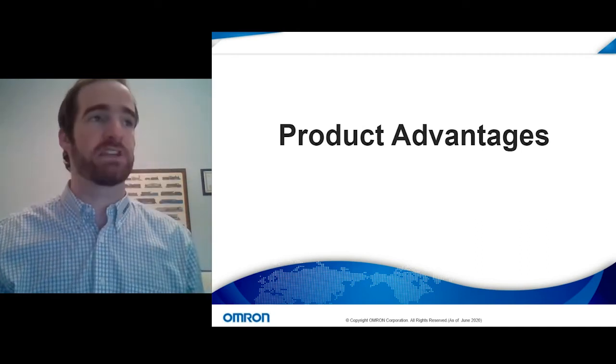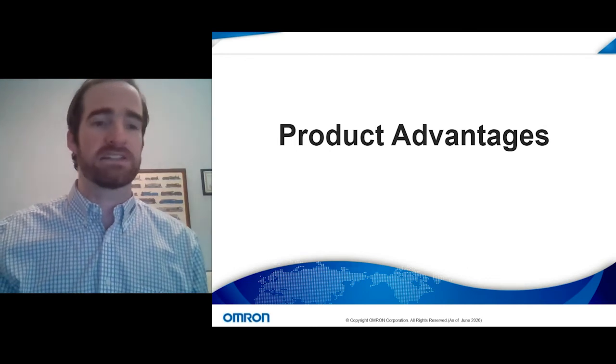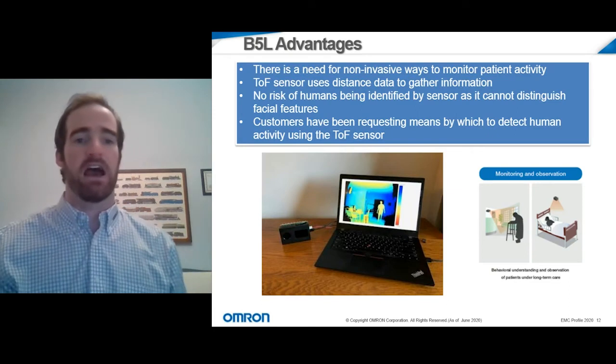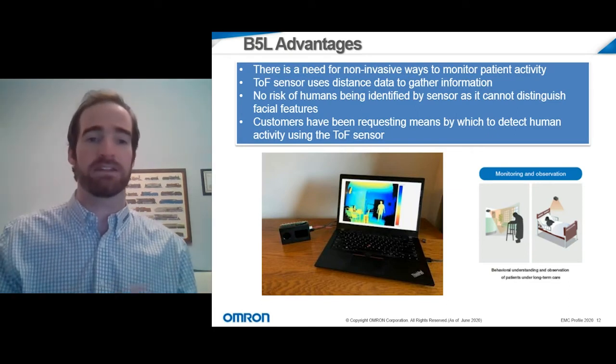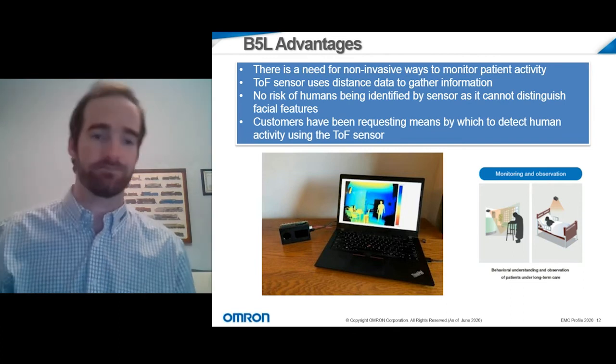And first and foremost, I know we've been talking about it throughout the presentation, but let's talk about how the sensor can work best for healthcare operations due to its non-invasive properties and the upcoming software we are incorporating with the skeletal detection system.